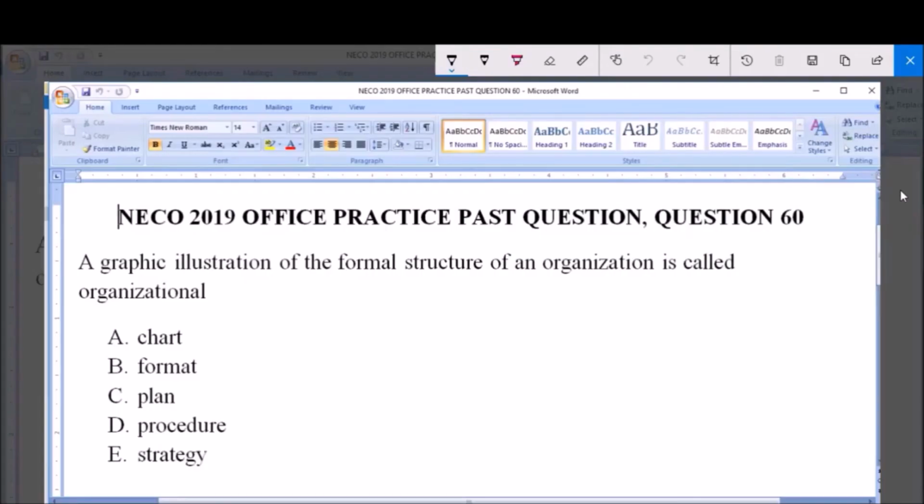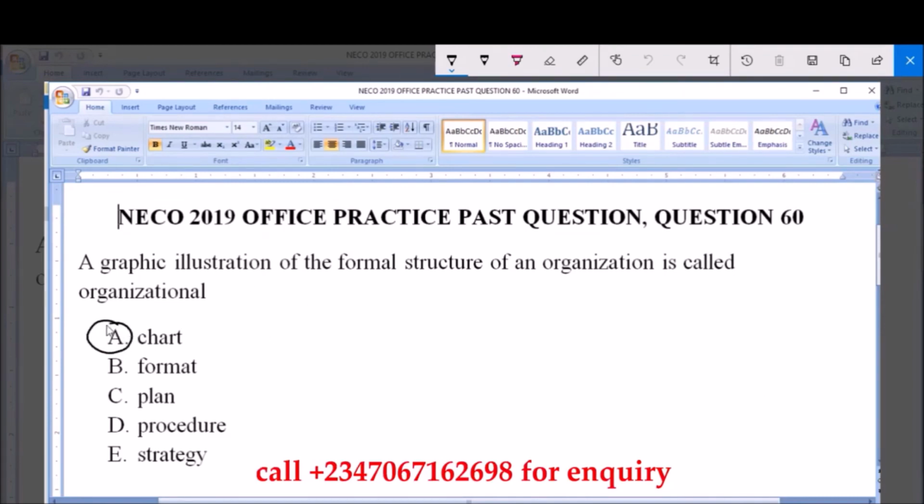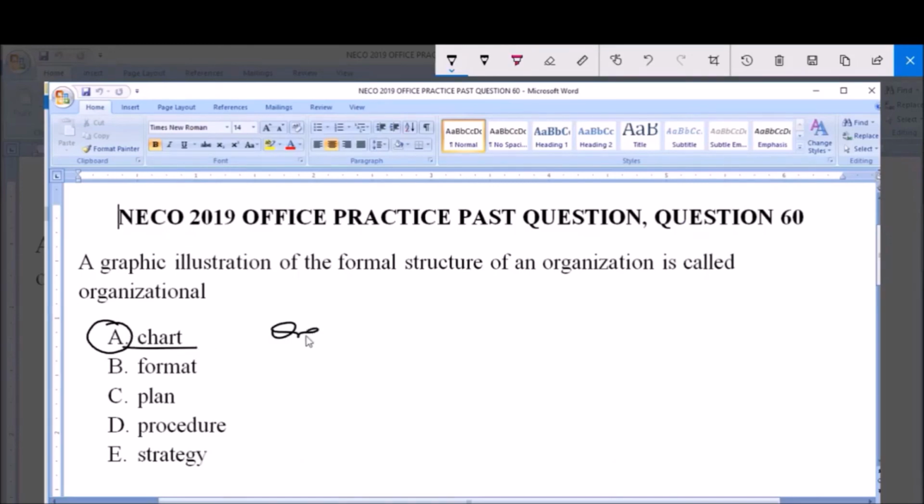I will be answering NECO 2019 Office Practice Past Question, question 60. A graphic illustration of the formal structure of an organization is called organizational dash: A chart, B format, C plan, D procedure, and E strategy. Now the answer to this question is actually option A, organizational charts.